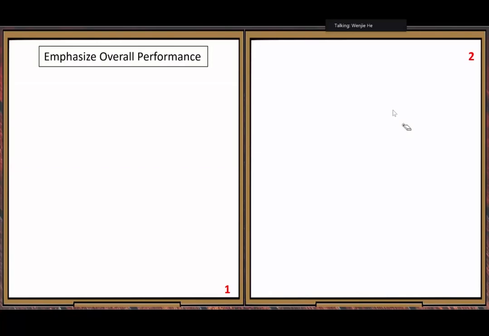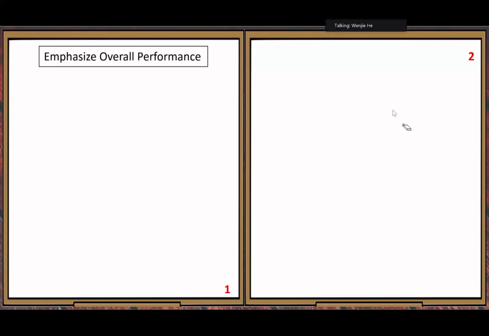Why? Because when we study a new sort, we need to think about why we need to study a new sort. What's the point? Emphasize overall performance. So we need some sort with the best overall performance. So what is the overall performance? Average case efficiency. If a sort has the best average case efficiency, we can say it has the best overall performance.